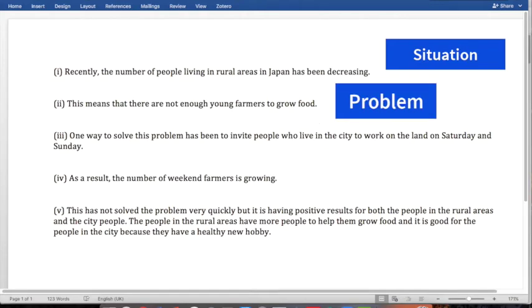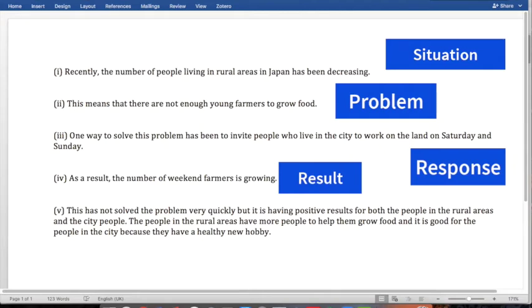Sentence 3. One way to solve this problem has been to invite people who live in the city to work on the land on Saturday and Sunday. That's the response. And you can see that the phrase solve this problem points back to the problem in sentence 2. Sentence 4, as a result, the number of weekend farmers is growing. This, of course, is the result, and it's signalled by the phrase as a result.